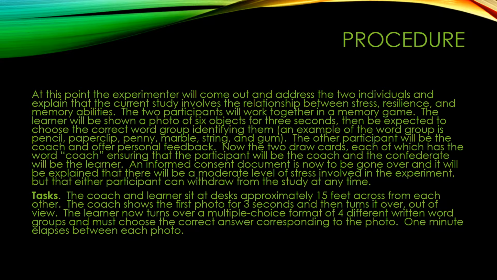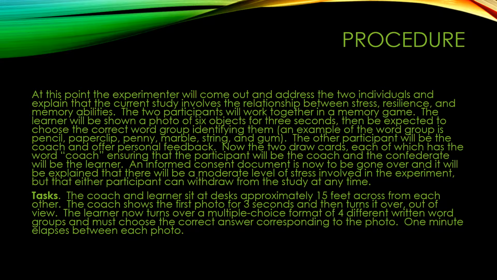The learner will be shown a photograph of 6 objects for 3 seconds, then be expected to choose the correct word group identifying them, an example being a pencil, paperclip, penny, marble, string, and gum. The other participant will be the coach and offer personal feedback. Now the 2 will draw cards, each of which has the word coach on it, ensuring that the participant will be the coach and the confederate will be the learner.